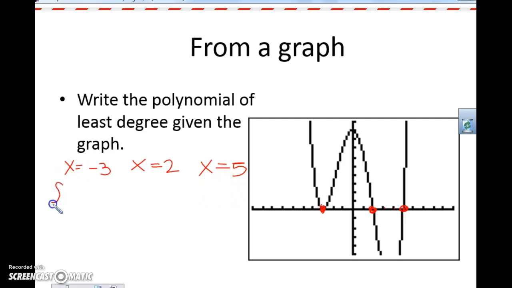If we want to write the function in factored form, what would the factor be? How can we make this 0? Yeah, we could add 3. So we'd have x plus 3. What would make this as a factor? x minus 2. And this one? Okay. So the zeros are negative 3, 2, and 5. The factors, all right, are x plus 3, x minus 2, and x minus 5. So we could pull them from a graph even.